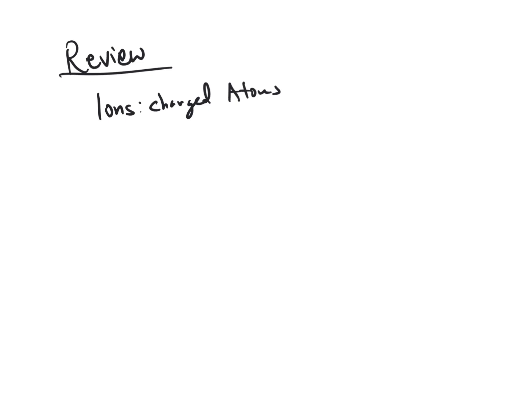There are two types of ions. What are they? Positive and negative. That's right. Which ones are positive? One valence electron or two valence. What do we call the positive ions? Cations.